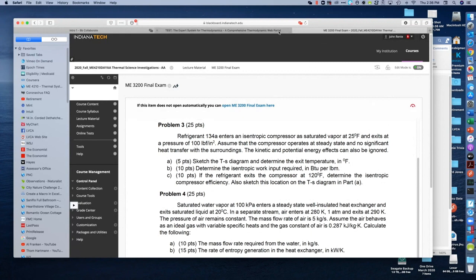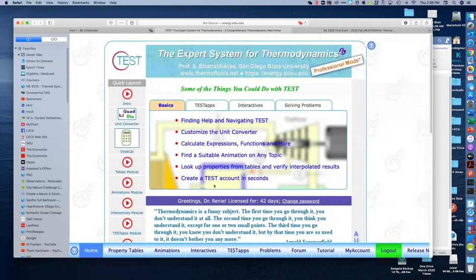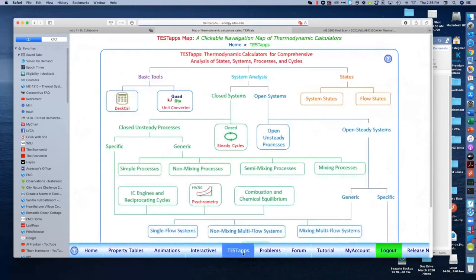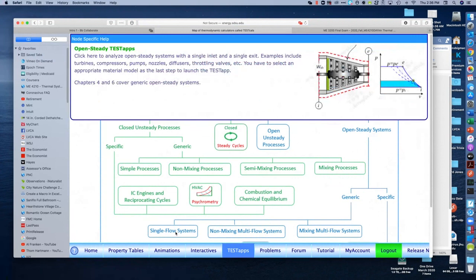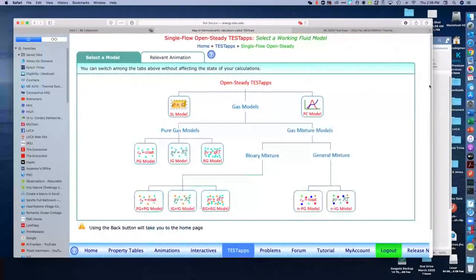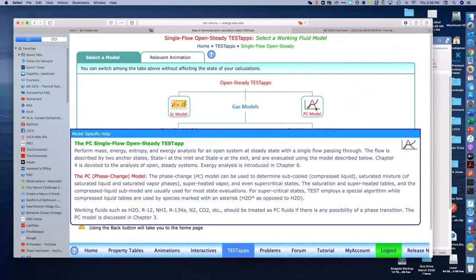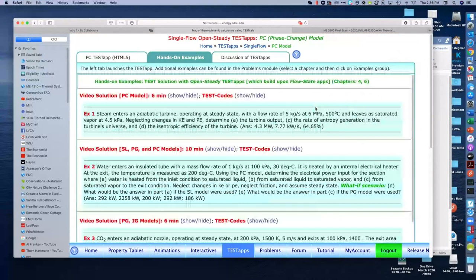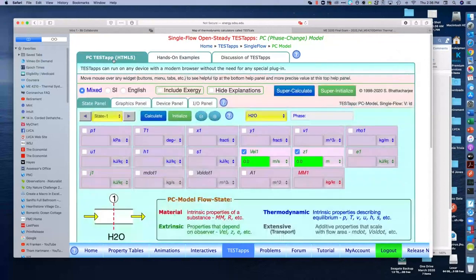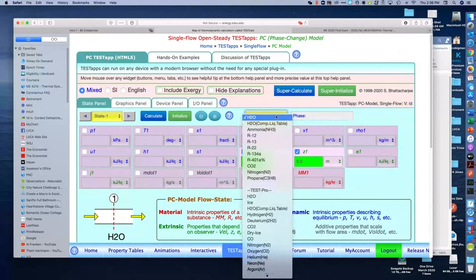And so I'm going to now go back. I'm going to go to my test. Under test, I check my applications. The application is an open system. It is a single flow open system as a compressor. The substance is a phase change substance. In this case it's R134A. I then can go into the application. I need to address the fact that the substance in question is not water, which it defaults to, but R134A.